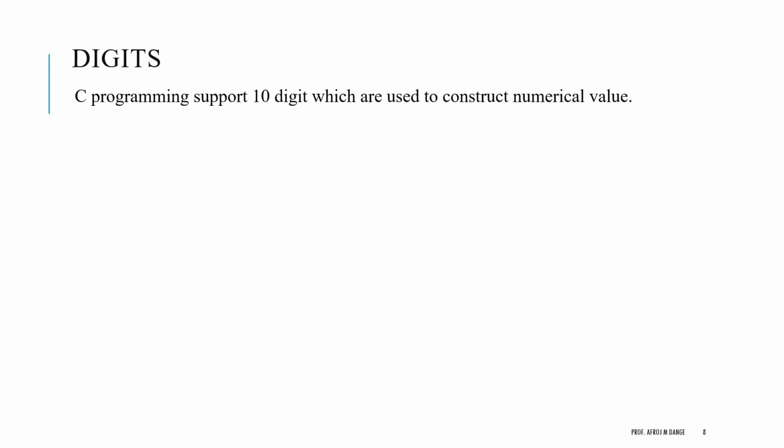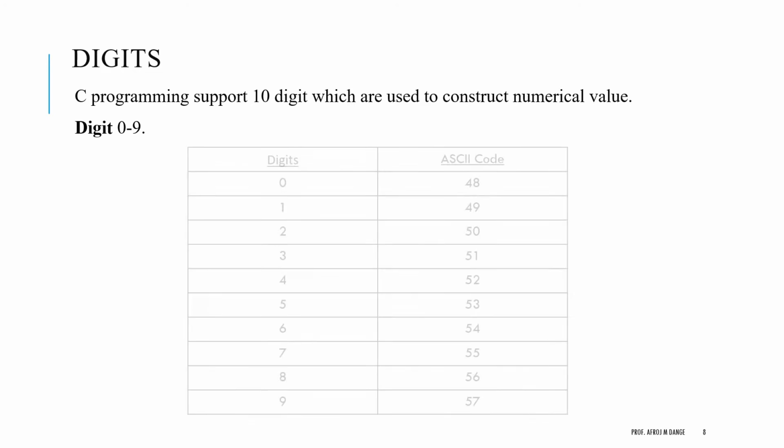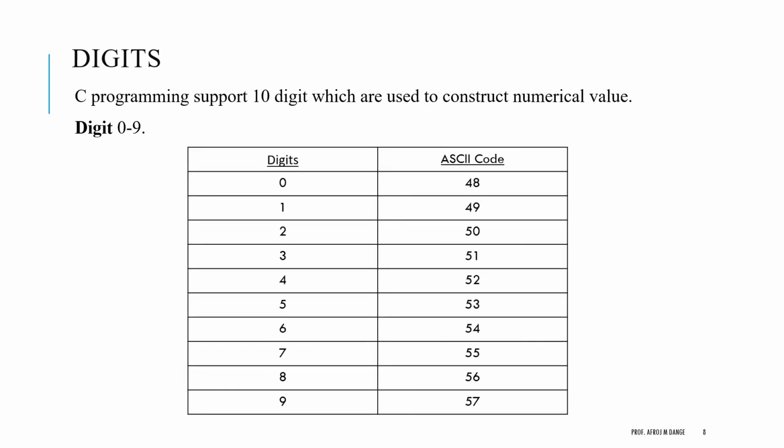The next character set is digits. C programming supports 10 digits, which are used to construct numerical values. That means the numbers 0 to 9 are in the character set, and each has a particular ASCII code. 0 has the ASCII code 48 and so on. 9 has the ASCII code 57.